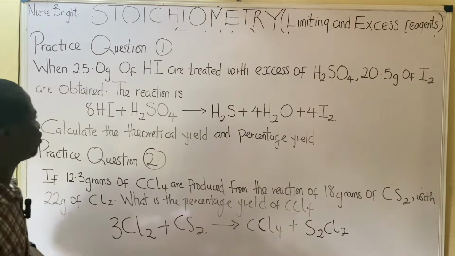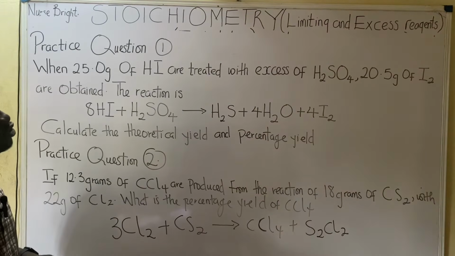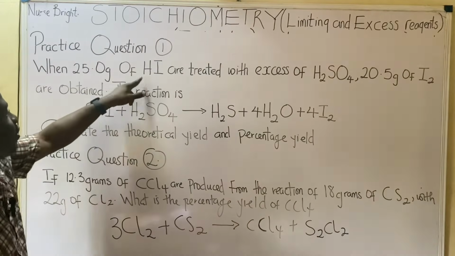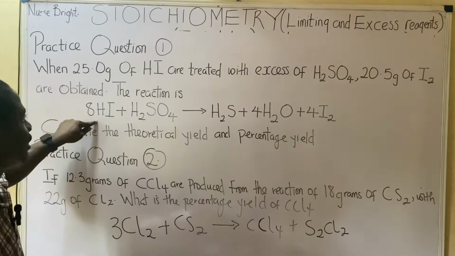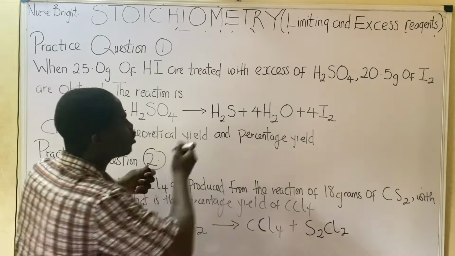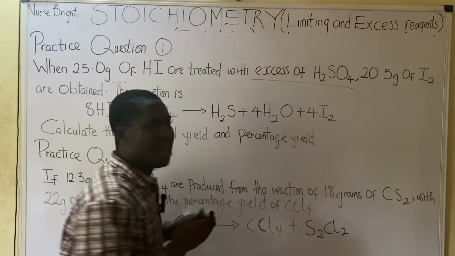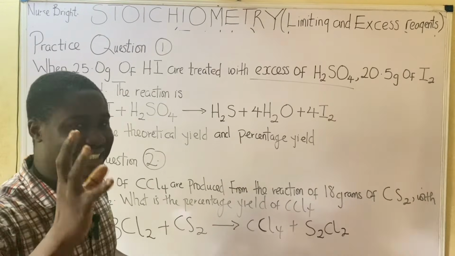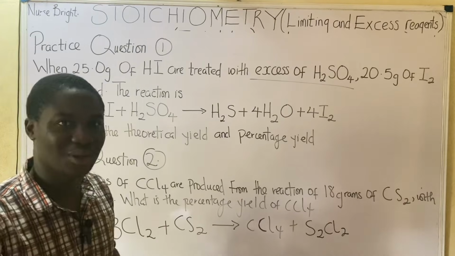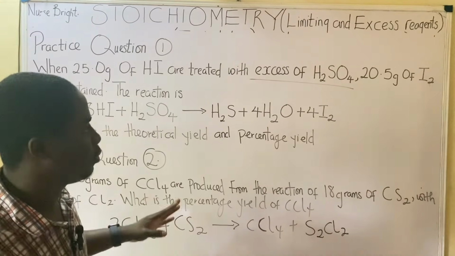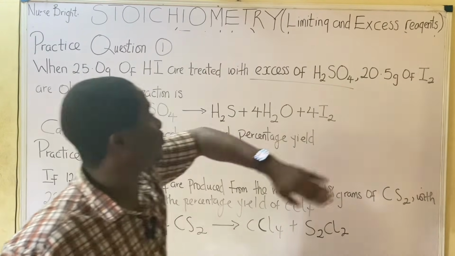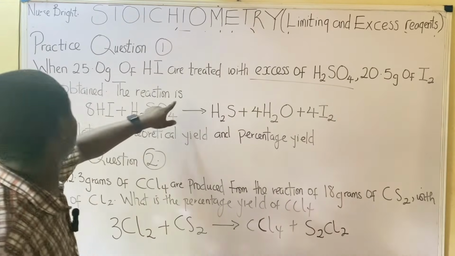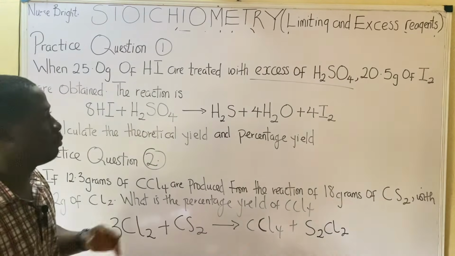If you check the first practice question, it's not on you trying to determine which is limiting or excess. It's a straightforward question because they said when 25 grams of HI, hydrogen iodide, are treated with excess of H2SO4. Remember, whenever you hear excess of something, you know that excess. Okay, let me not be explaining how to solve the question. 20.5 grams of I2 are obtained. So they obtain this. The reaction is this. Calculate the theoretical yield and percentage yield.